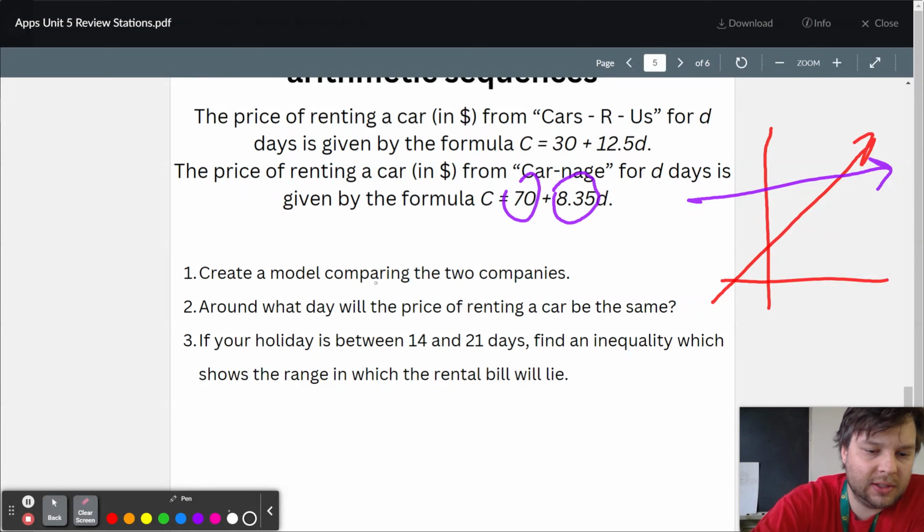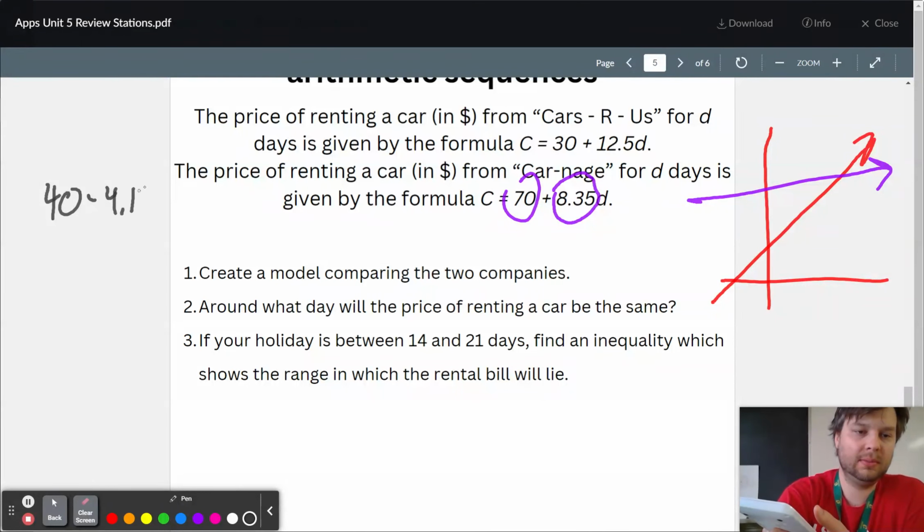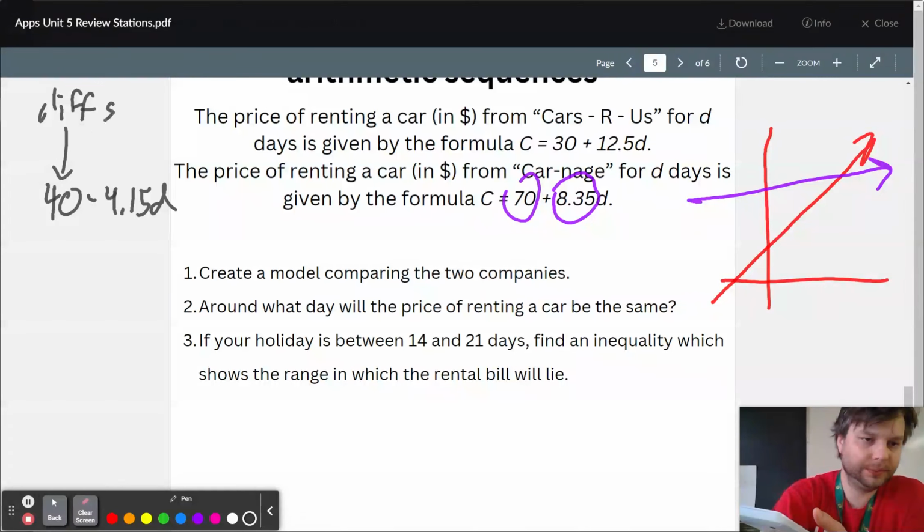Another option that I would accept for looking at a model here is just subtracting them. And if you just subtracted the two models, 70 minus 30 is 40, and 8.35 minus 12.5 is negative 4.15. So this right here is the difference in starting costs. And then this is the difference per day.